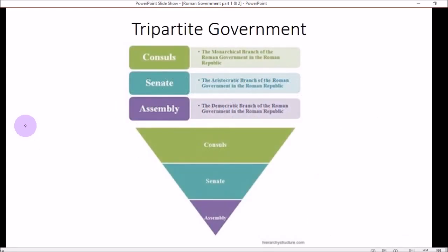And this picture here is just showing you the tripartite government. It's three parts here. The consuls were the most powerful. Think of them like our president, except there were two of them back then, two consuls. Then the Senate, the next powerful. They're the ones that advise the consuls. We have a Senate today, and the assembly is made up of the plebeians, I suppose. And you can see its power here. This triangle should actually be backwards, because there are fewer consuls than there are assembly. Somebody messed up on that one.